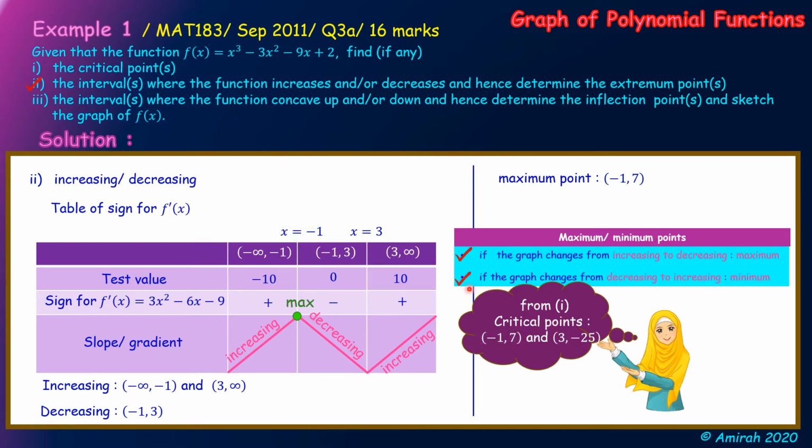And then if the graph changes from decreasing to increasing, it means we have a minimum point. So from here, decreasing and then increasing, we have a minimum point here, when x equals 3. And from Roman 1, from the critical points in the previous slide, when x equals 3, y equals -25. So this is the minimum point. Our minimum point is (3, -25).